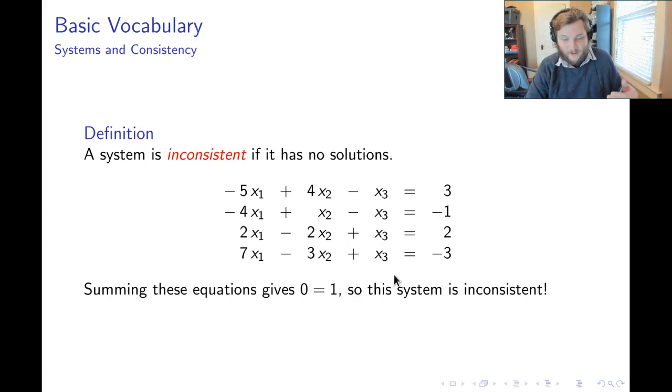So if we added all the equations together, on one side of the equal sign we would get 0. On the right-hand side, we get 3 plus 1, which is 4, plus 2, which is 6, minus 5, which is 1. So we get 1 on the right-hand side of the equal sign. And this is a problem because 0 is not equal to 1. So it's impossible to find a solution to this system, because if you did find a solution, you could just add the equations together and conclude that 0 equals 1. So this is an example of a system that has no solutions. This is an inconsistent system.